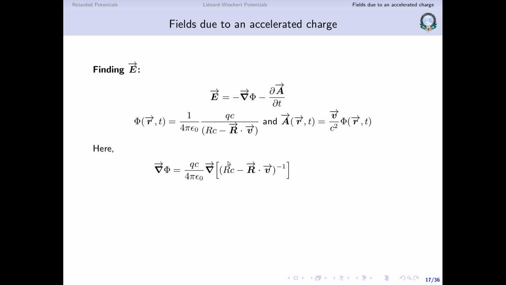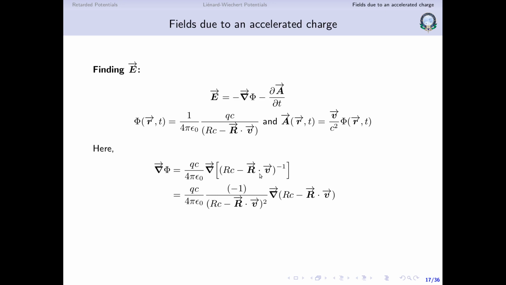So we'll first start by finding the gradient of the scalar potential. The scalar potential is this. In the gradient, q c by 4 pi epsilon naught are constants, so they will come outside. So you'll have to apply the gradient on this quantity in the denominator, that is, r c minus r dot v, to the power minus 1. We have to find the gradient of this quantity.